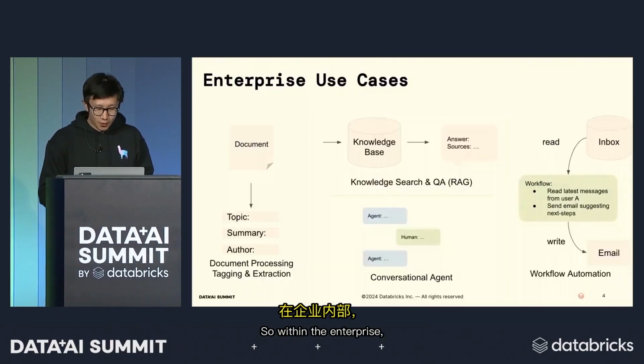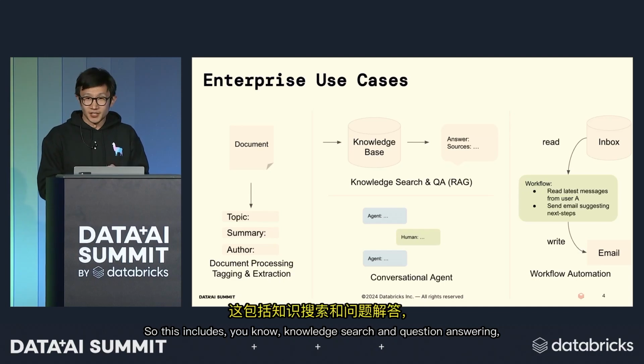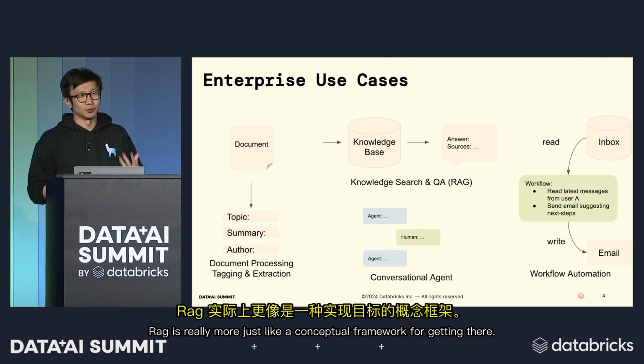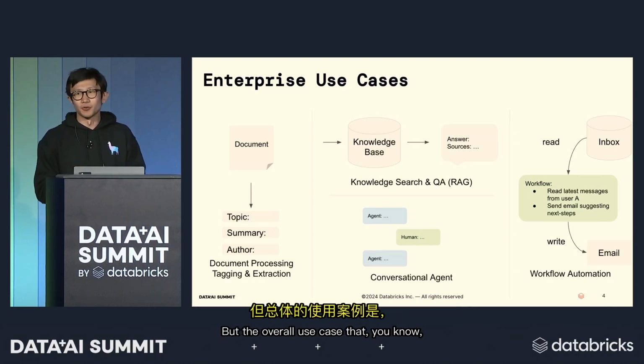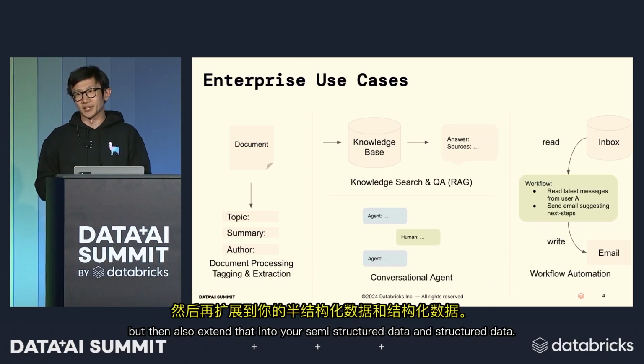So within the enterprise, there's a few key use cases that we've seen from talking to a lot of different developers working in different verticals and different company stages. This includes knowledge search and question answering, which is really the use case behind RAG, right? RAG is really more just a conceptual framework for getting there. But the overall use case that as a company you want to build is some overall question answering system over your unstructured data, but then also extend that into your semi-structured data and structured data.